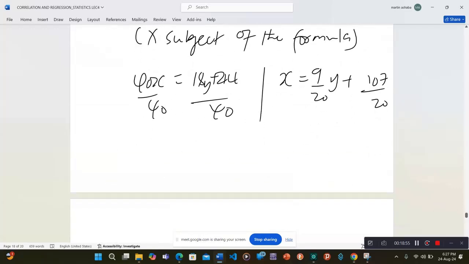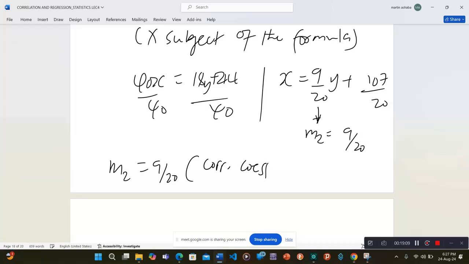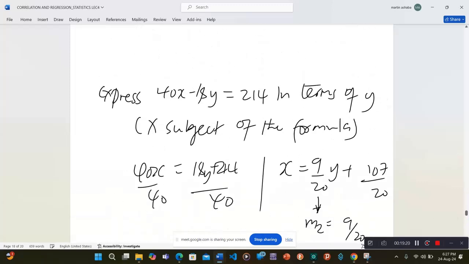So this gives you m2 to be 9 out of 20. So m2 equal to 9 out of 20 is the correlation coefficient of x on y. X on y: x, which is on the left hand side, and y, which is on the right hand side.